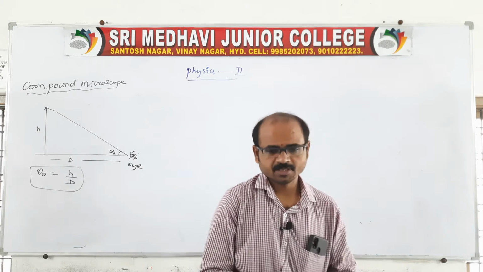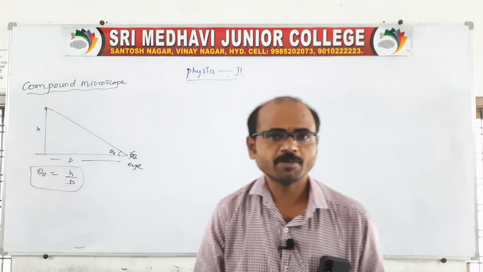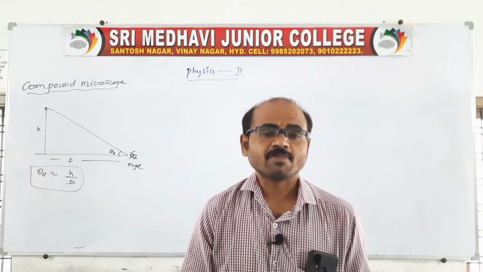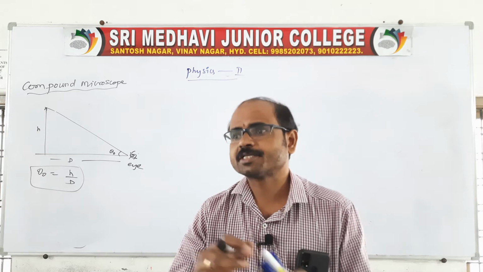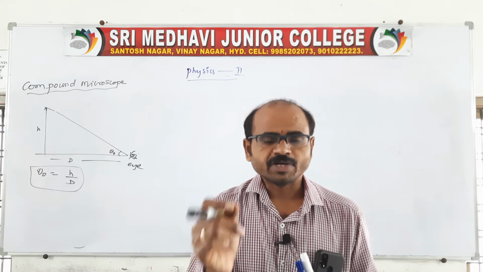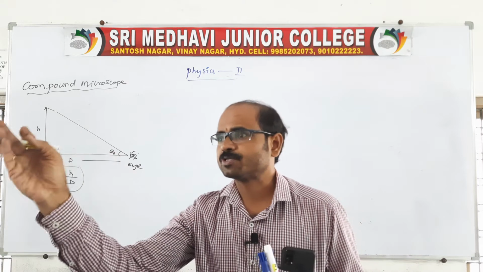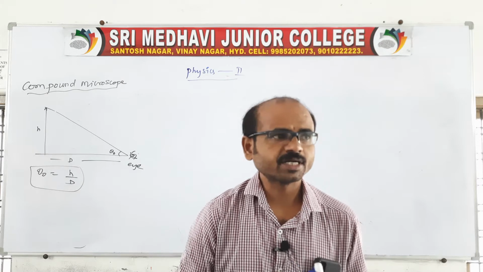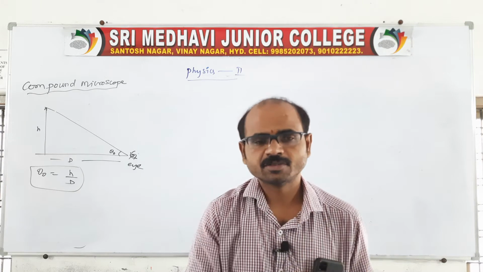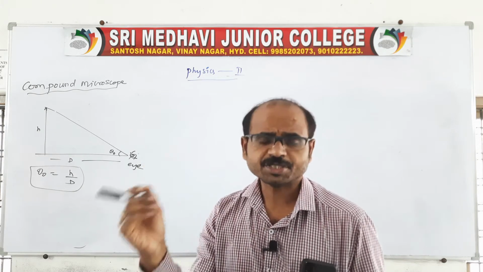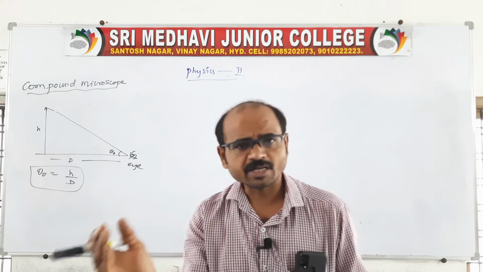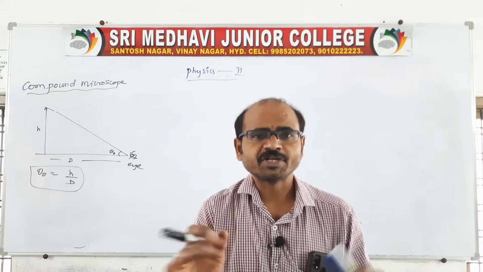In the previous class, we discussed the simple microscope. In that simple microscope, we derived the magnifications when the object is at different positions. We derived the magnification when the object is between the focus point and the optic center. Then, when the object is at the focus point, the image will be at infinity, or the image will be between infinity and the least distance of distinct vision. That is how we finished the simple microscope.